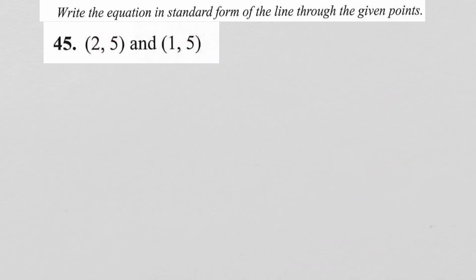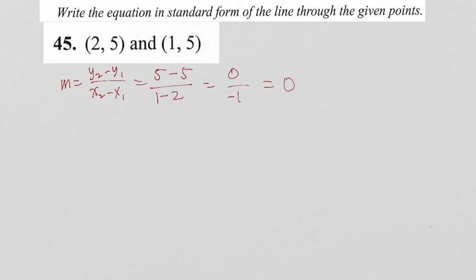Okay, here we have 2 points. We're going to find the slope first. y2 minus y1, that's the rise. x2 minus x1, that's the run. So we have 5 minus 5 over 1 minus 2. 0 over negative 1, this is 0. So a slope of 0 is a horizontal line.